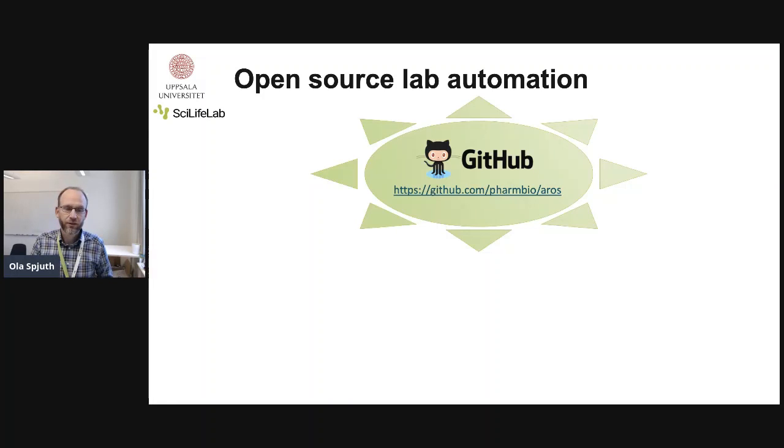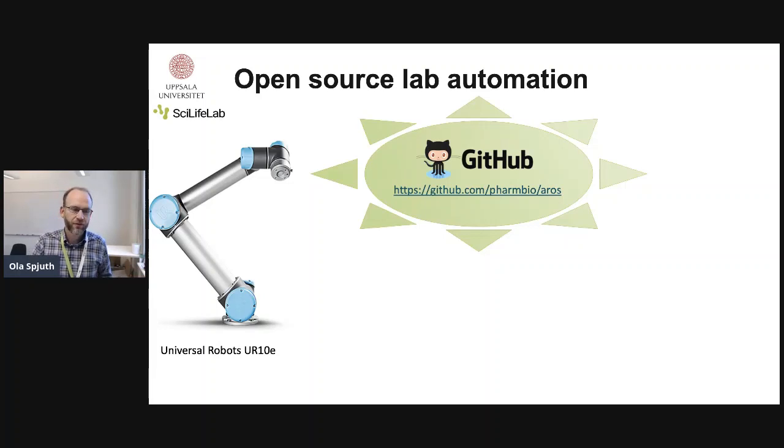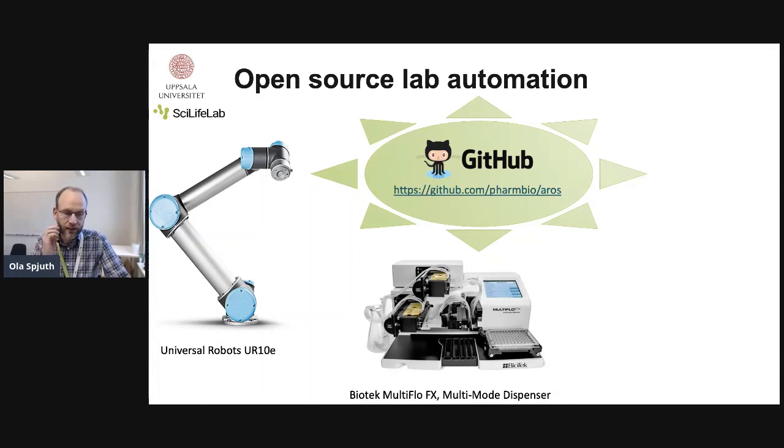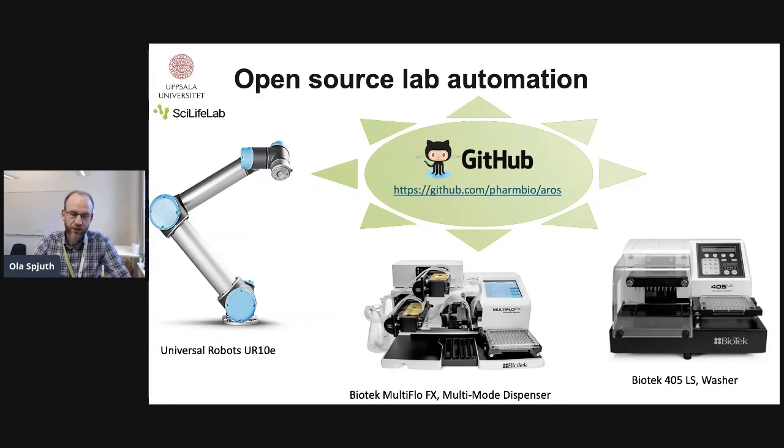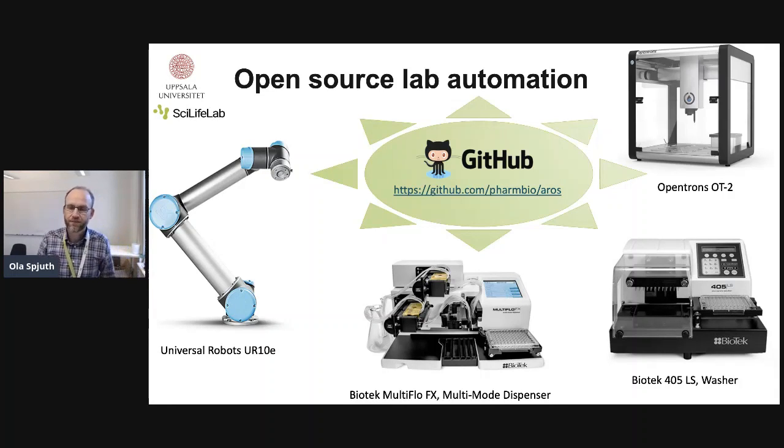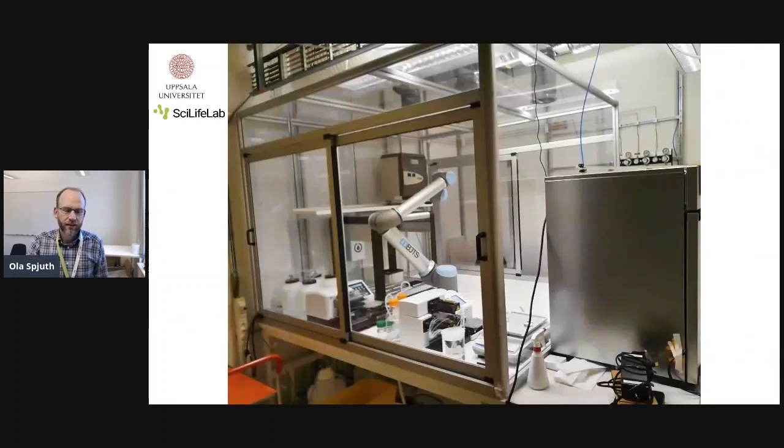So instead we started building our own on GitHub, and then we procured some instruments off the shelf, a Universal Robots UR10e, a washer and dispenser from BioTek, and an Opentrons liquid handling system. And then we tried to integrate them. We established some facilities, built these types of microplate cages, installed the software, and then started building up our own open source solution to control everything. So rely as little as possible on external components that were not under our control.